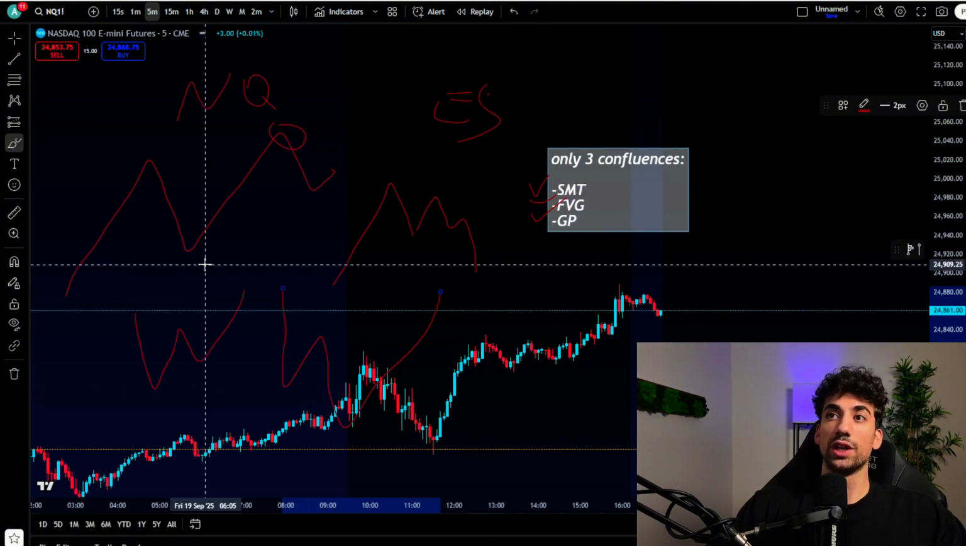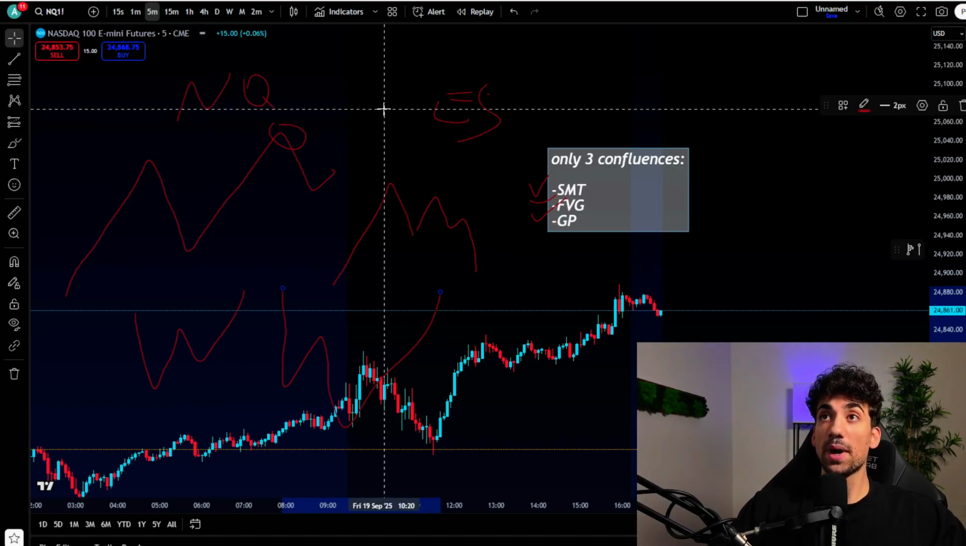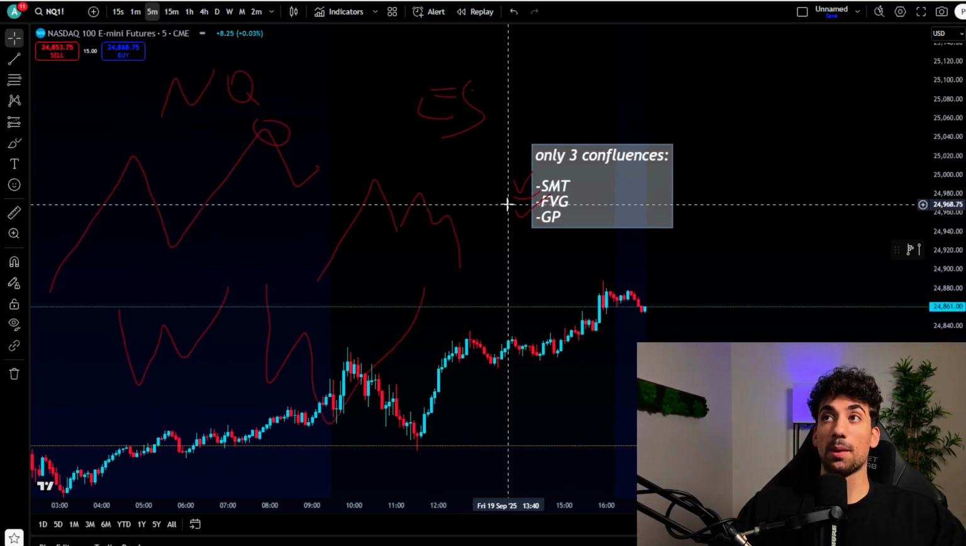The only thing you have to know is that at the lows, it can only be a bullish divergence, and at the highs, we can only have a bearish divergence. It does not matter whether it's NQ or ES making that.